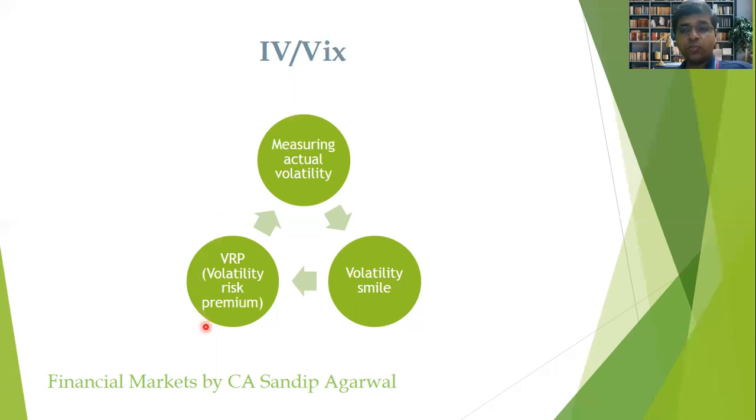Similarly, volatility risk premium is the premium which we derive by comparing the implied volatility and the actual volatility. And accordingly, the decision can be taken whether the scenario is suitable for option buying or option selling. We will discuss these two concepts in detail in the next video. In this video, we will basically focus on the volatility smile only.